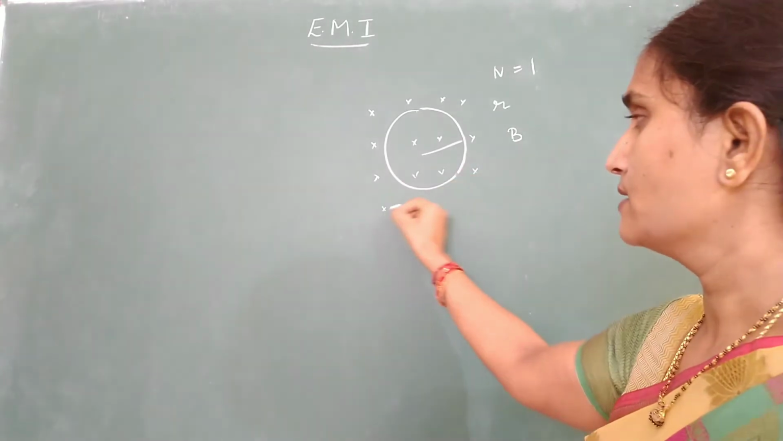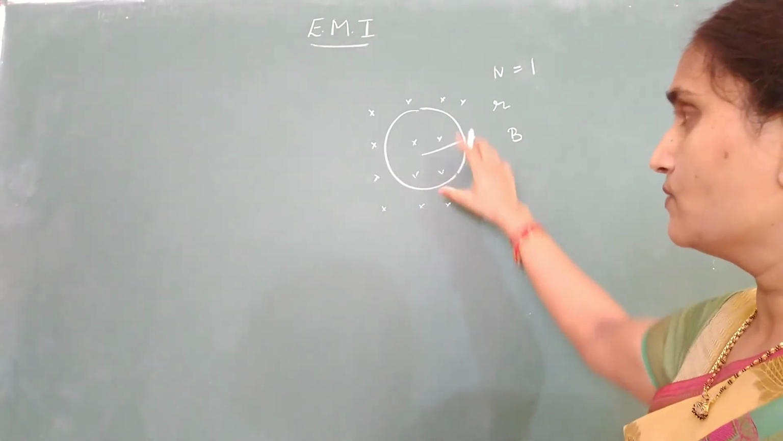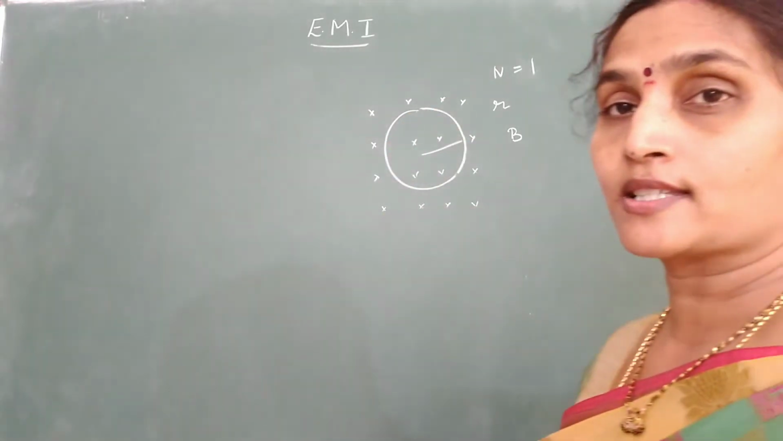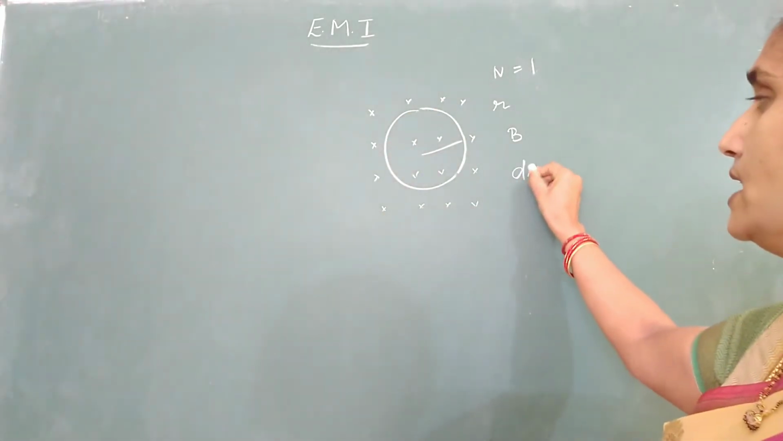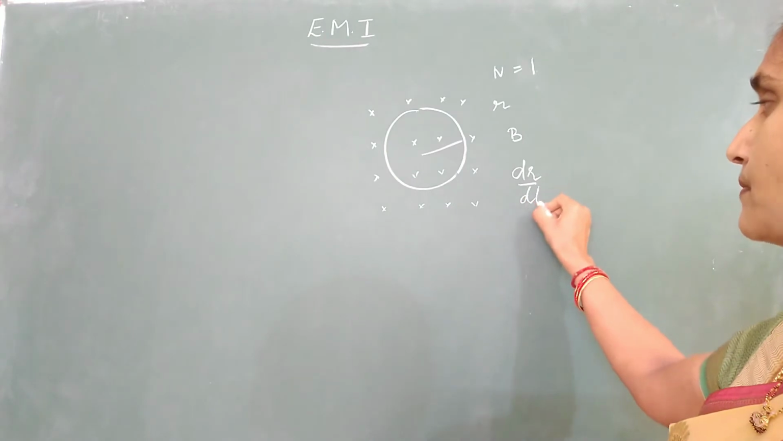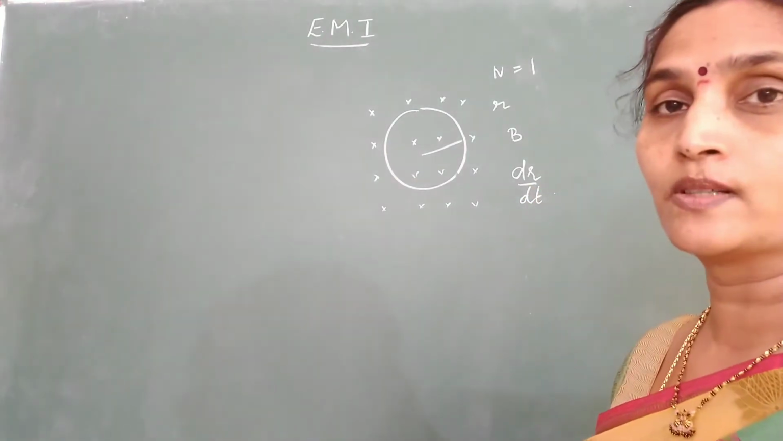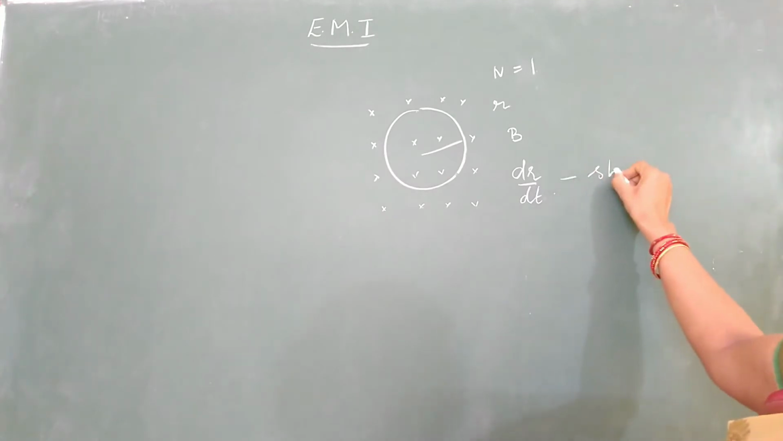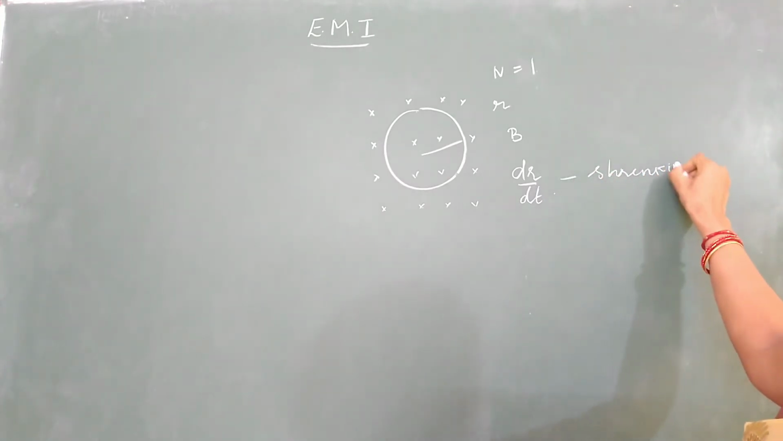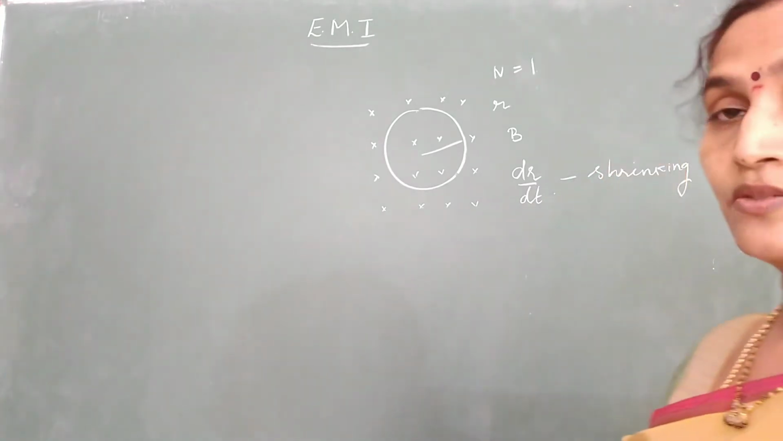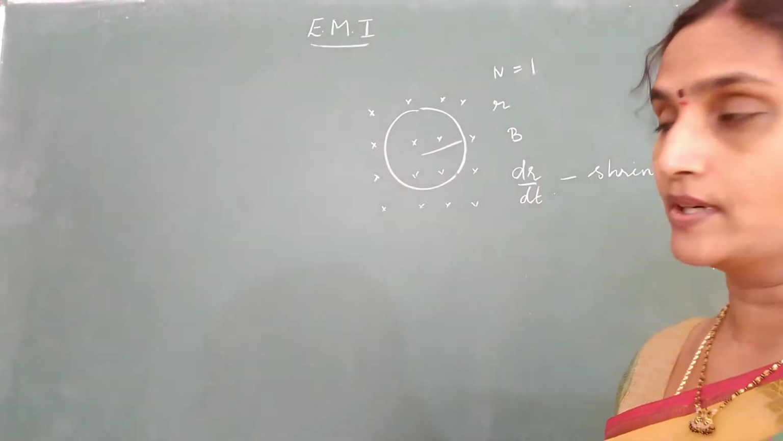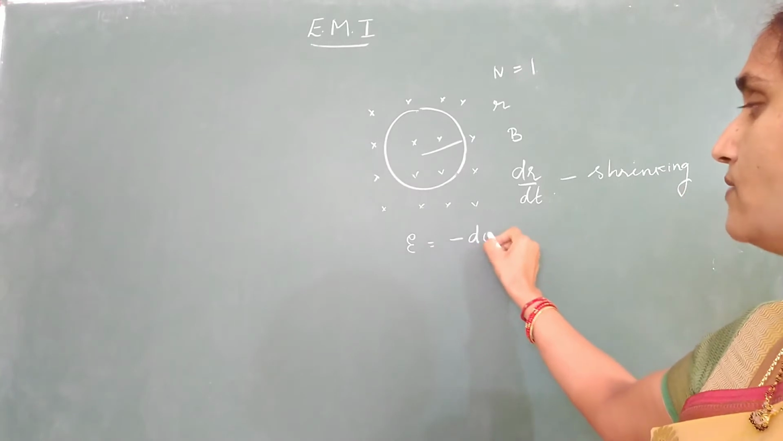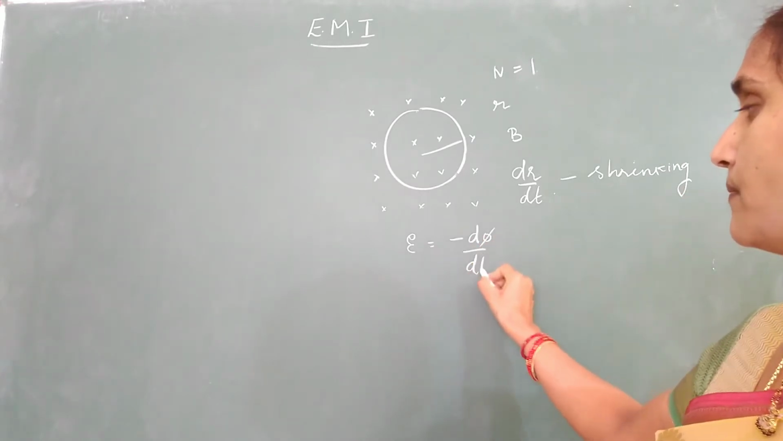And now the question is, if this coil starts shrinking, if the radius of the coil starts decreasing at a constant rate, some value will be given, I am keeping it as dr by dt. Is it increasing or decreasing? It is shrinking. If it is shrinking at the rate of dr by dt, what is the induced EMF? Now tell me, how will you evaluate induced EMF? It's minus of d phi divided by dt.